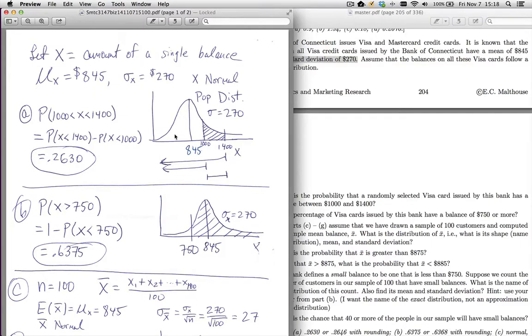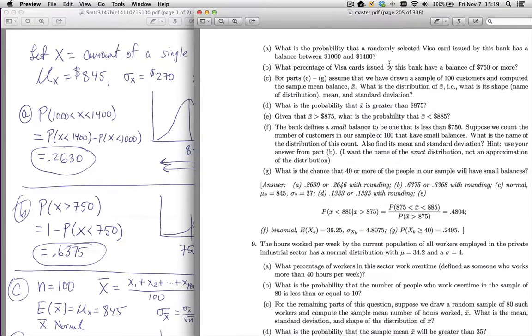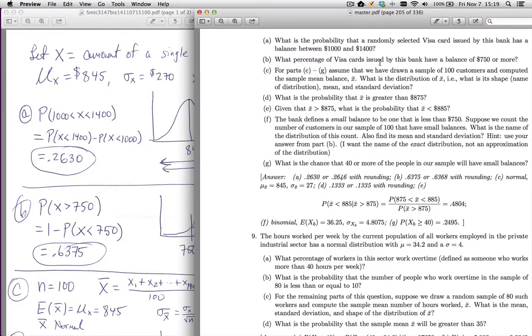The distribution looks like this, it's normal, and I always like to label it down here. We have a name for this, we've been calling this the population distribution. Okay, let's read on. Part A reads, what is the probability that a randomly selected Visa card issued by this bank has a balance between 1,000 and 1,400.